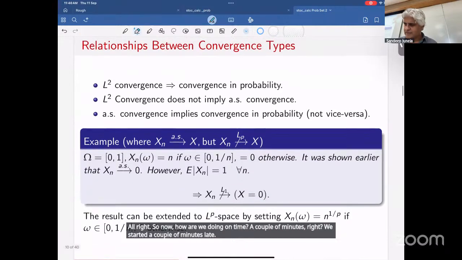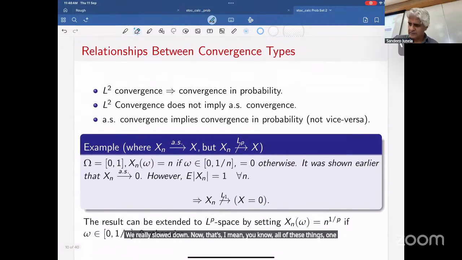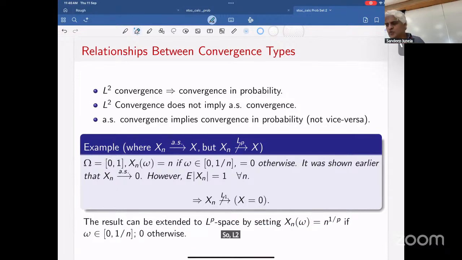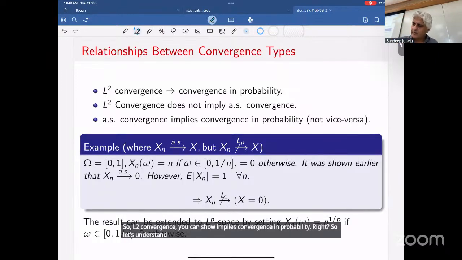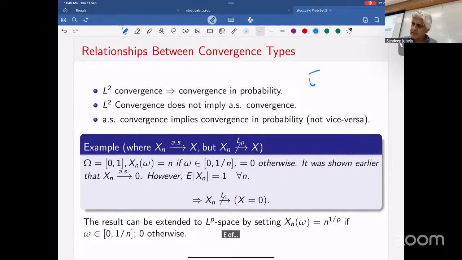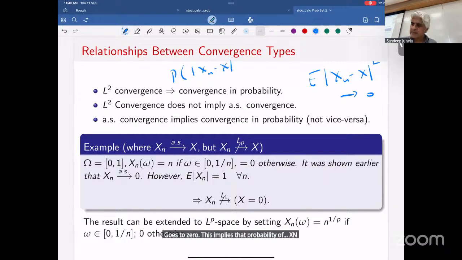We really slowed down. All of these things, one can just do a whole real analysis course on the side. So L2 convergence, you can show, implies convergence in probability, right? So let's understand this. If the expected value of Xn minus X squared goes to 0, this implies that the probability of Xn minus X greater than epsilon goes to 0. And it's quite easy to see. Anyway, you'll see it next time.